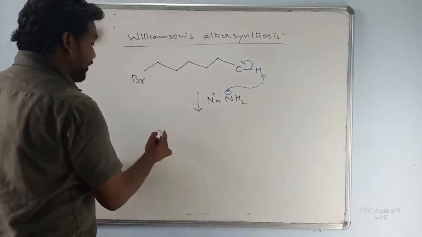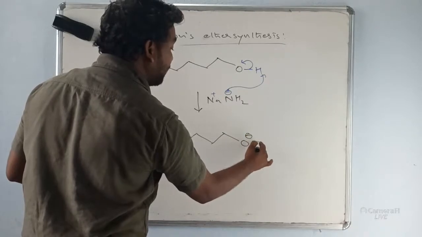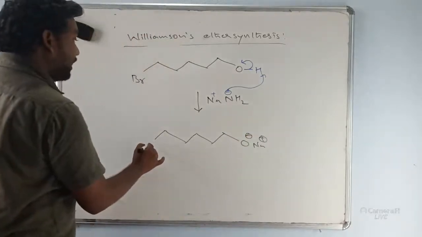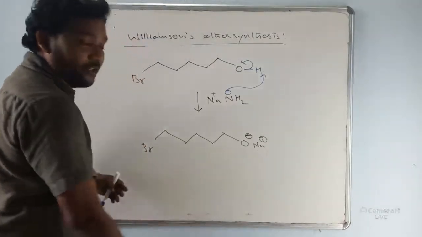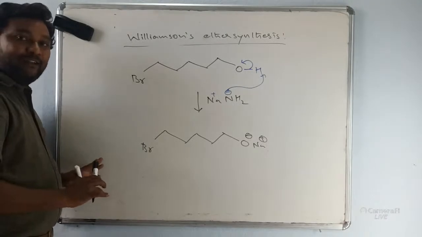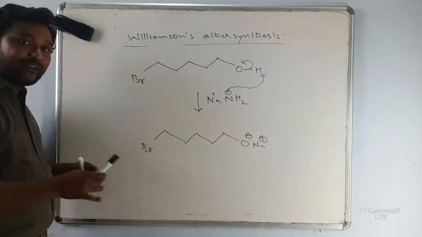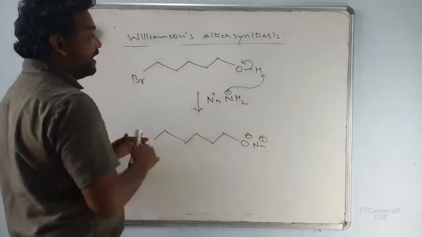This is getting a negative charge, converting into sodium alkoxide. And what is here? Bromine. Now see, within the same molecule, alkoxide is there and halogen is there. So intramolecular nucleophilic substitution is taking place. Intramolecular nucleophilic substitution. So see here what happens.